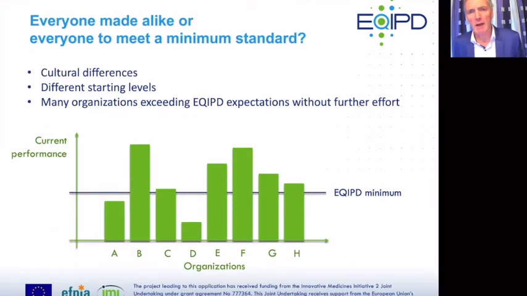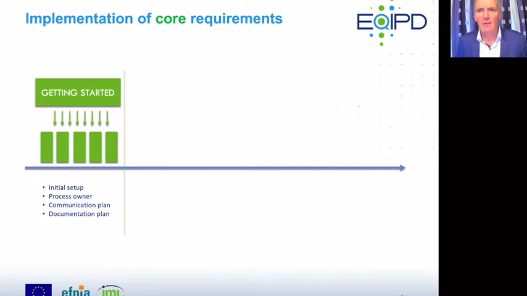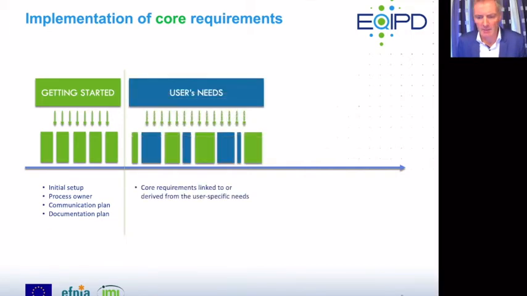So we recognize that organizations have different starting levels, operate in different environments, both culturally and professionally, and bring different experiences to bear. Therefore, our aim is not to make everyone's practices the same, to make them alike. The goal is to have everyone meet a certain minimum standard. The second phase of the quality system implementation is truly flexible and is driven by individual user needs.